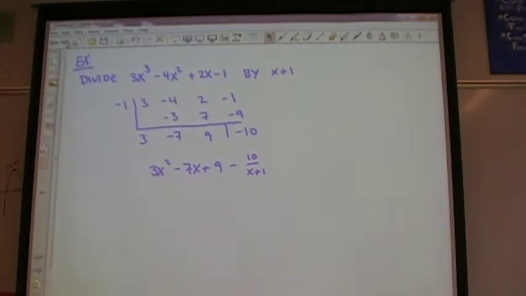Does it always have to have two constants at the end? Oh, just one constant. 9 is the constant. Negative 10 is the remainder. Okay.